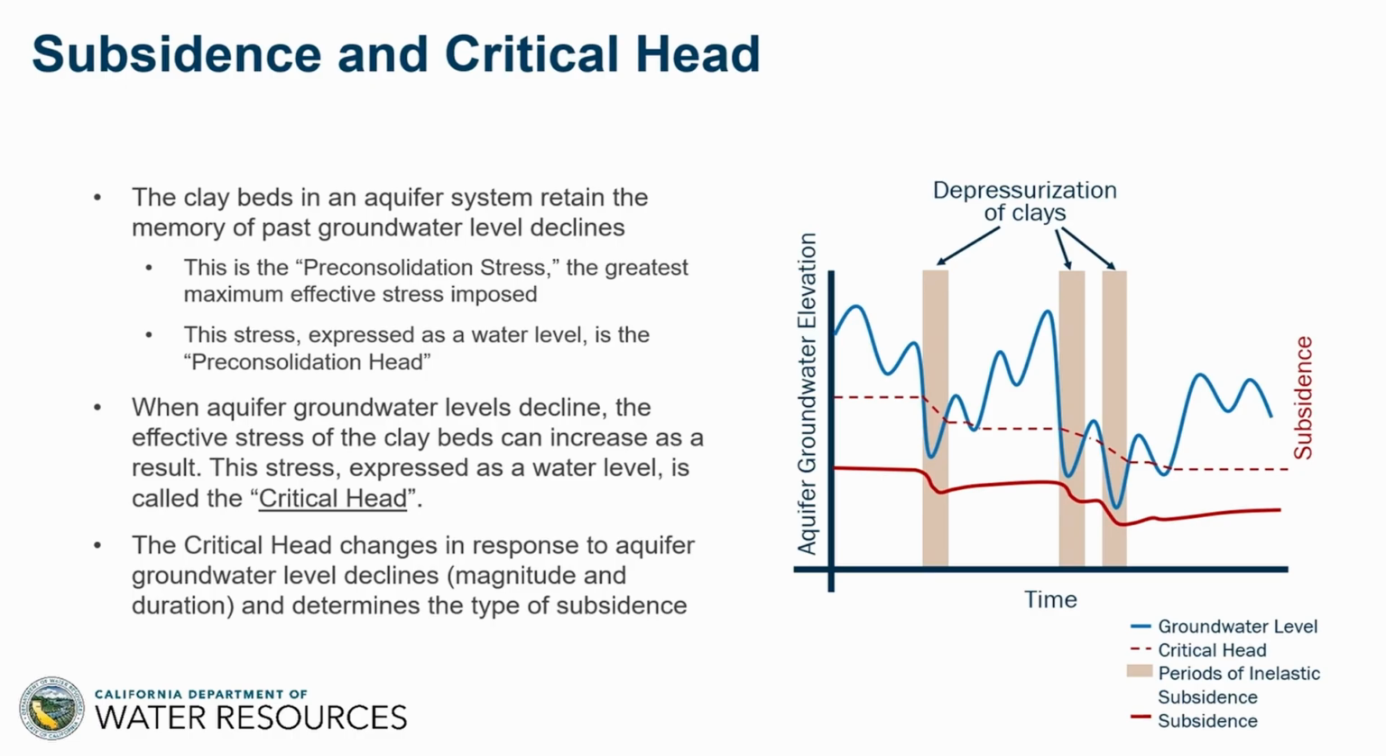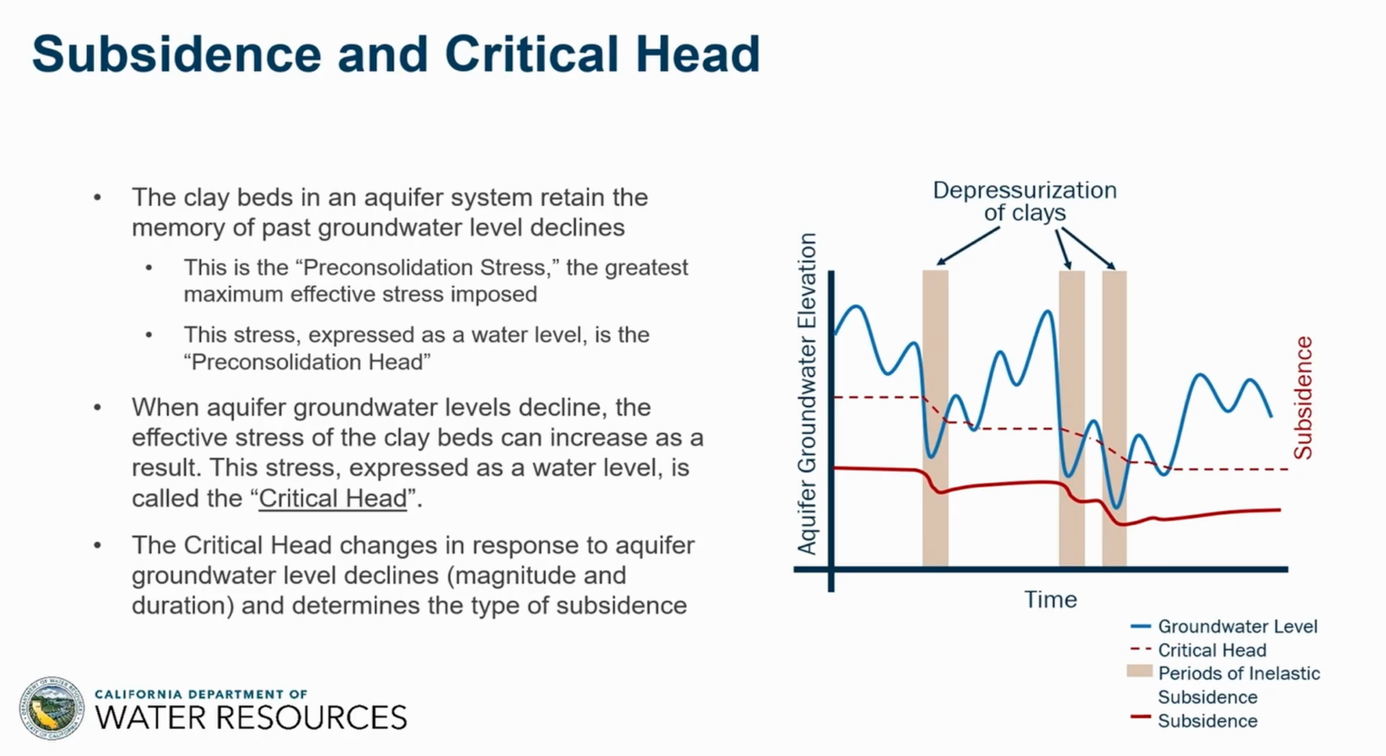When groundwater levels decline, this causes a decrease in the pressure in the clay beds, which increases the effective stress in these units and causes subsidence, as I mentioned earlier. Once these groundwater level declines exceed the preconsolidation head level, the preconsolidation head changes to a new lower value. That value is called the critical head. It's essentially the updated preconsolidation head once the preconsolidation head has been exceeded. On the right side of the slide, you can see an example of these dynamics.